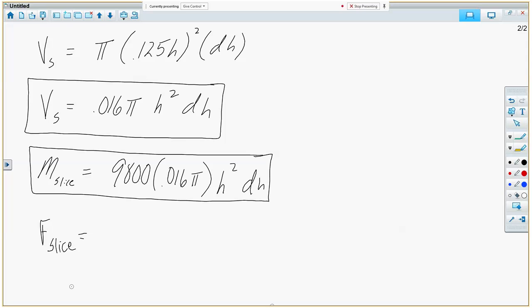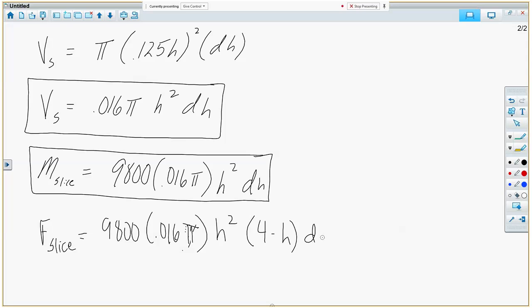And that's the force of the slice, which is equal to the mass times the distance. So 9,800 times 0.016 pi times h squared times 4 minus h, dh. Now, since we are working with 4, since it is full, what are your parameters going to be? You're finding the volume of the water, technically, from 0 to 4.